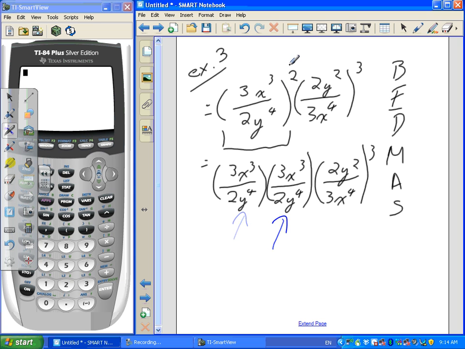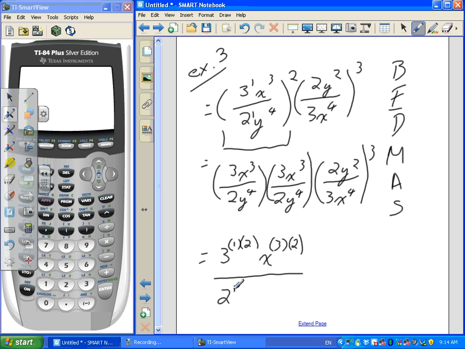Could use the power rule. I'm going to use the power rule below, okay? Then I'll talk about how the multiplication rule gives us the same answer. So technically, this is 3 to the power of 1 and 2 to the power of 1. So when I rewrite this as a power rule, it's 3 to the power of 1 times 2. We multiply the exponents: x to the 3 times 2, 2 to the 1 times 2, and y to the 4 times 2.